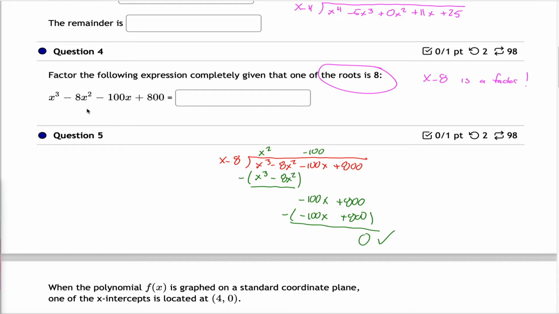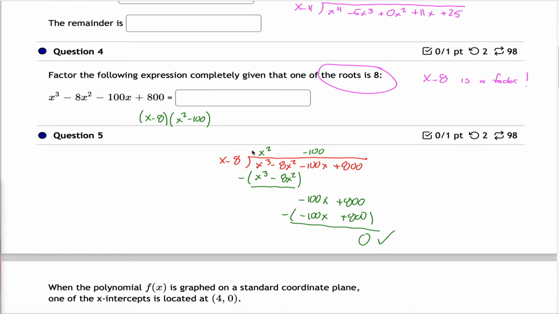What this means is that this polynomial can be rewritten as x minus 8. Since 8 was a root, x minus 8 is a factor. There it is as a factor, times this quotient, x squared minus 100. Like, cool, I'm done. I factored it. No, you haven't factored it completely.